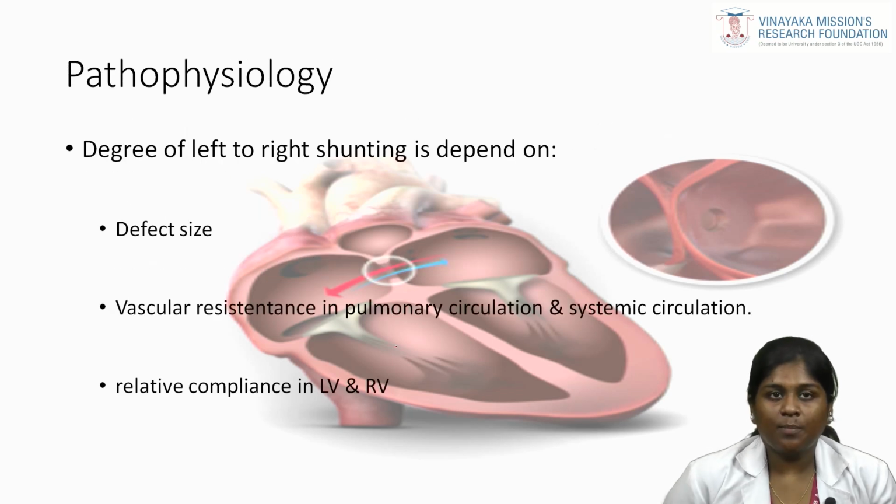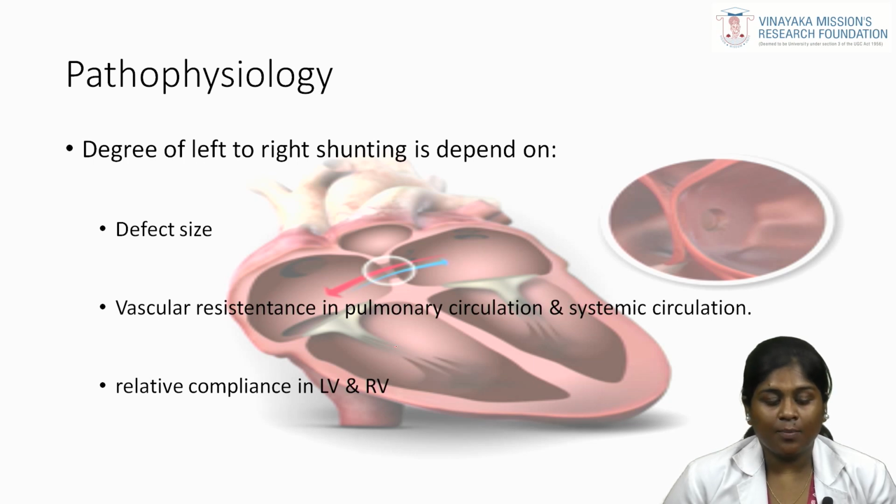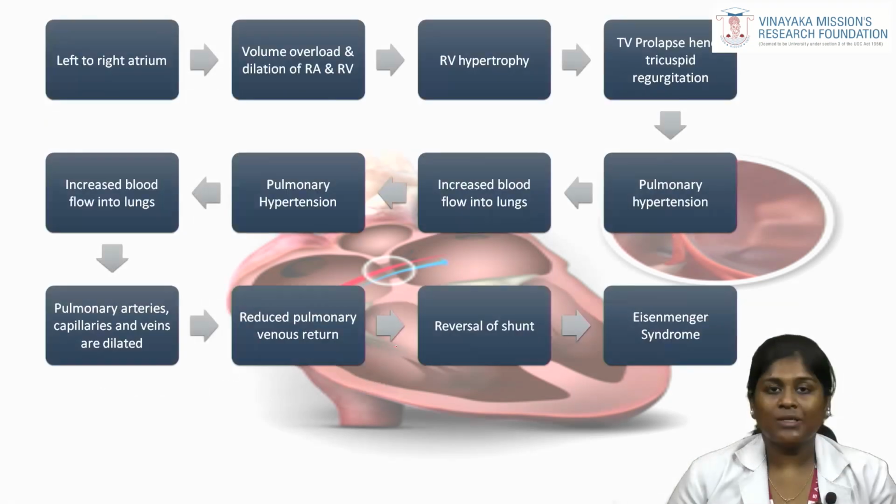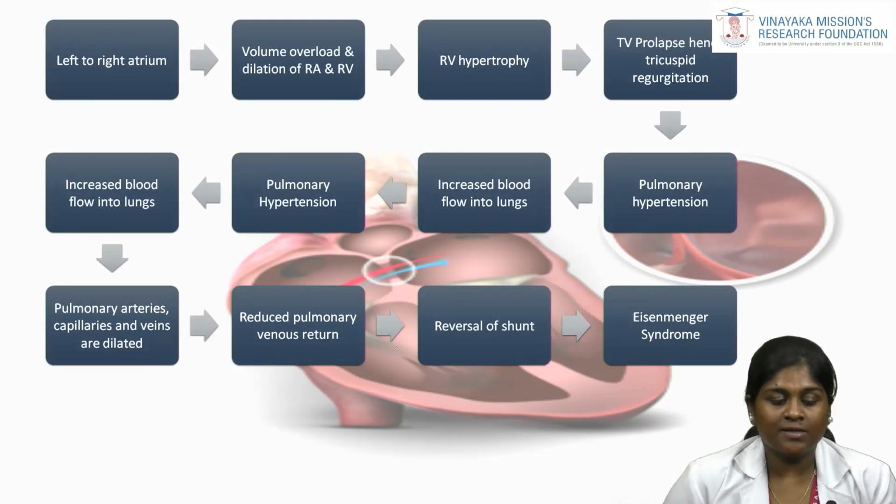So moving on to the pathophysiology of atrial septal defect, the degree of left to right shunting depends on the amount of blood, or the shunt depends on the defect size, how big or how large the defect is, and then vascular resistance in pulmonary circulation and systemic circulation, and then relative compliance in the LV, that is left ventricle, and right ventricle. So this is the pathophysiology of atrial septal defect.